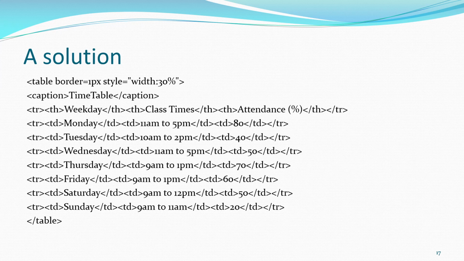So here's a possible solution. Table border 1 pixel, style equals 30% for the width. Caption, timetable, and then each row is laid out with a table header for the first one. Then subsequent rows will be Monday, Tuesday, Wednesday, Thursday, etc.